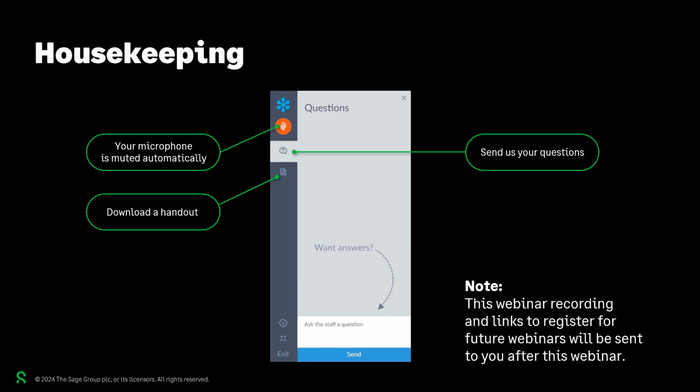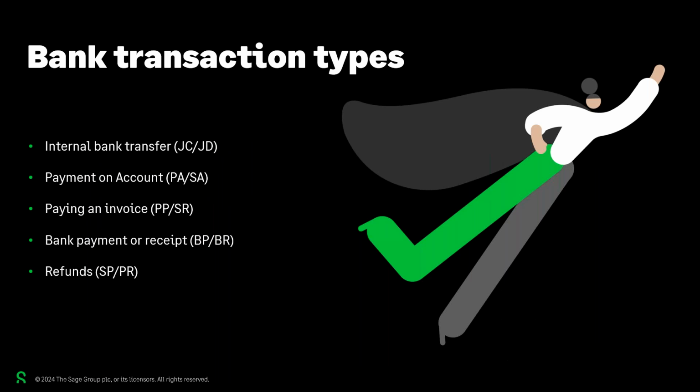Now let's have a look at the bank transaction types first. Now this isn't an exhaustive list, it is the most popular list. So typically we have an internal bank transfer, which is a JC, JD, journal credit, journal debit. We have payment on account, which is PA, SA. We have paying an invoice, PP, SR, bank payment or receipt, BP, BR, and also refunds, SP and PR. There are others, as Arthur mentioned there, there's PD, CP, etc. Today, we're going to focus on the ones that are more common and the ones where mistakes are more often made, if I'm honest with you.